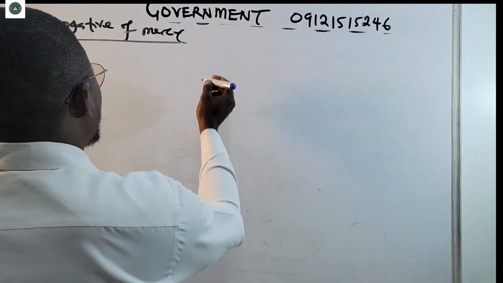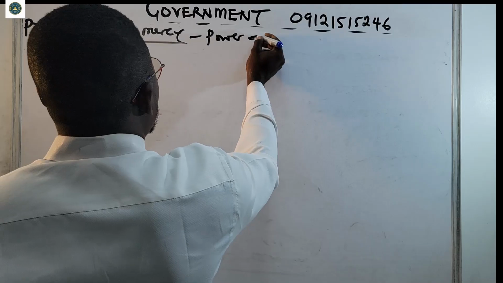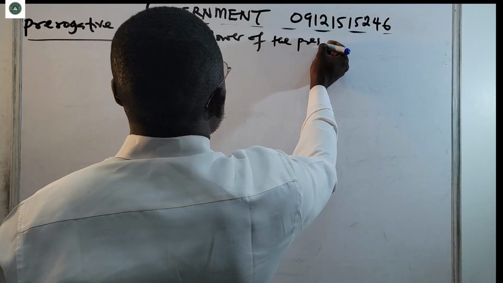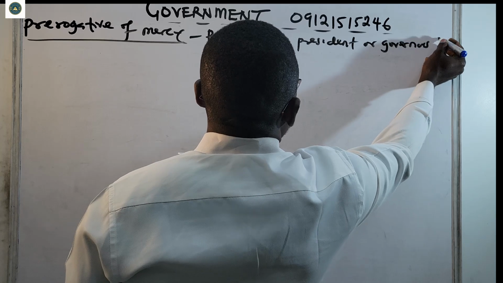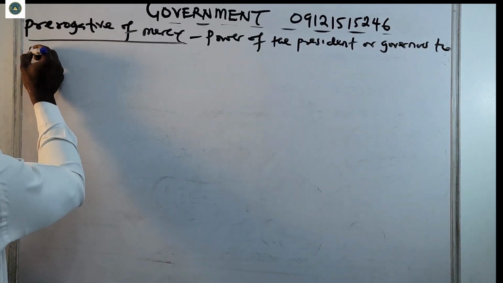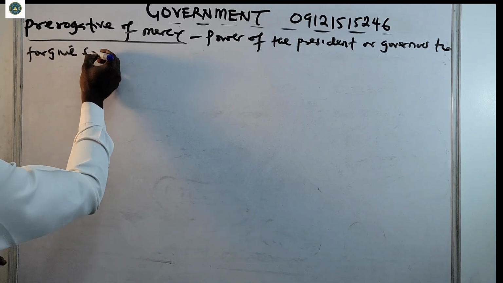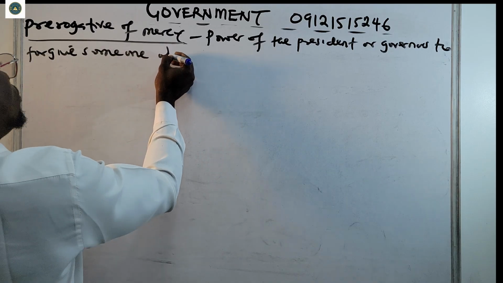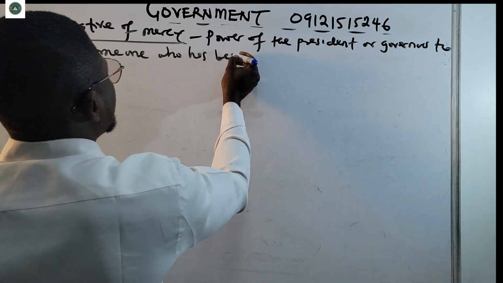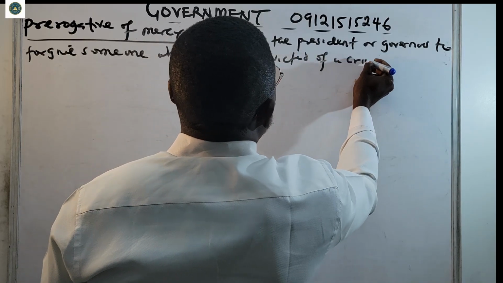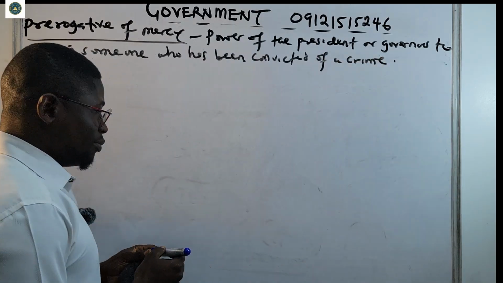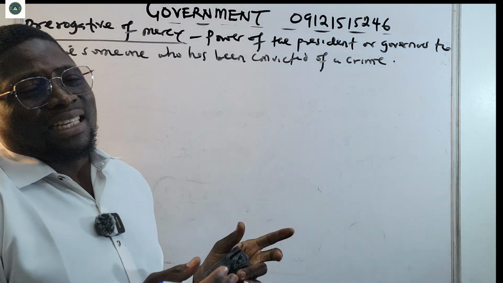We say it's the power of the president or governors to forgive someone who has been convicted of a crime, usually because maybe the person is now feeling remorse.